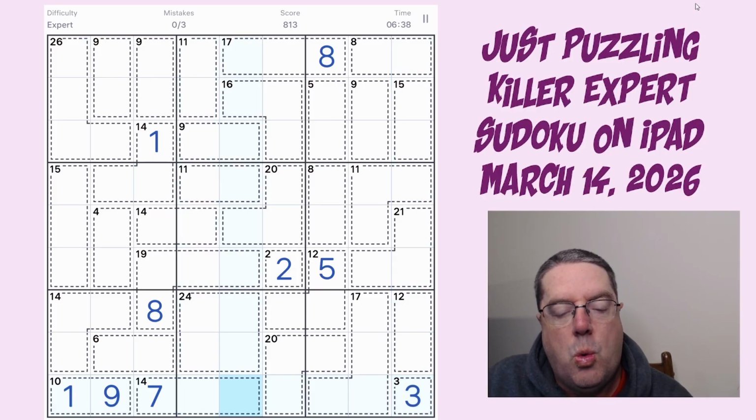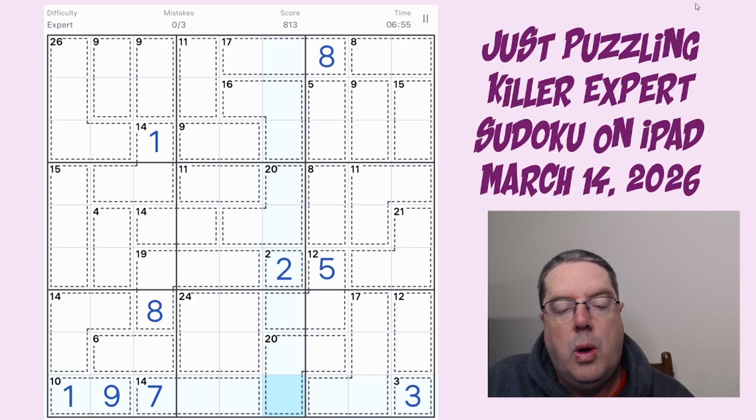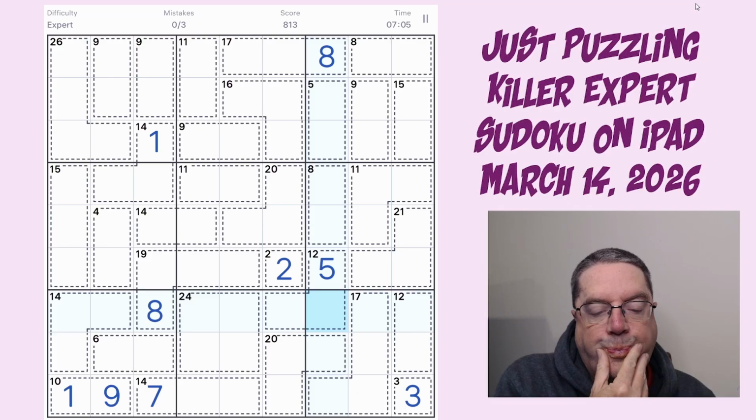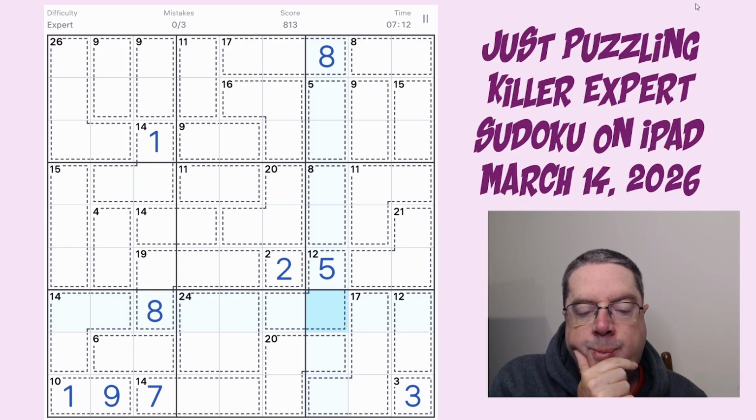I need a 4. A 6 and an 8 across here. 4, 6 and 8. So 8 can't be here, so 8's there or there. Right, so 12, so that's got to be 9. It can't be 2 and 5, so it can be 3 and 4, or it can be 1 and 6. 2 and 5. 2 and 5, okay.